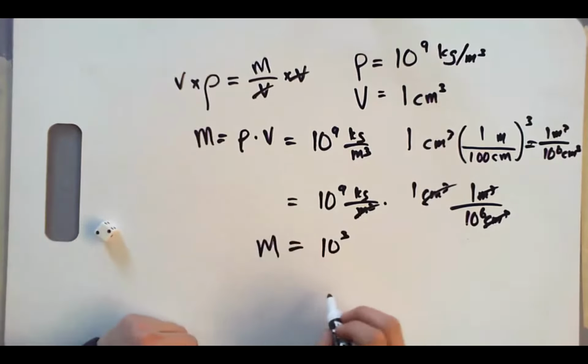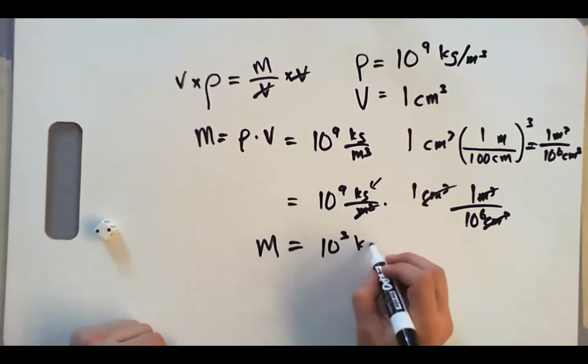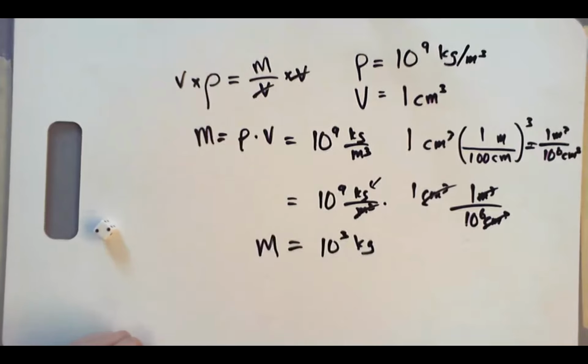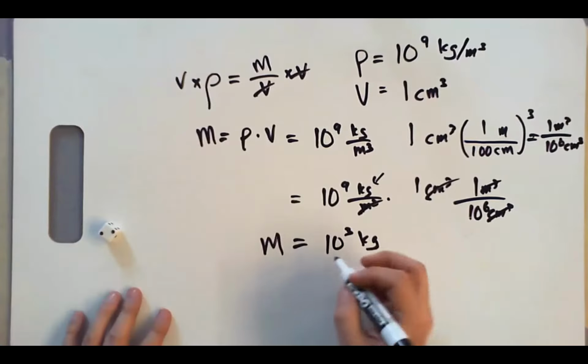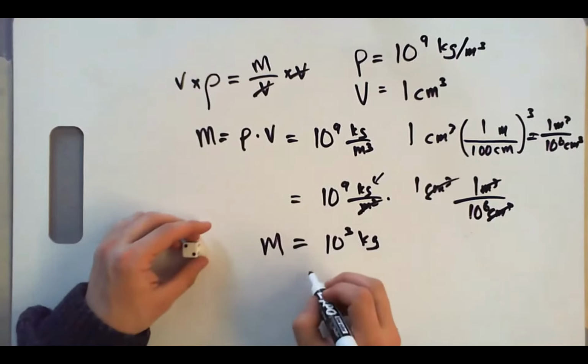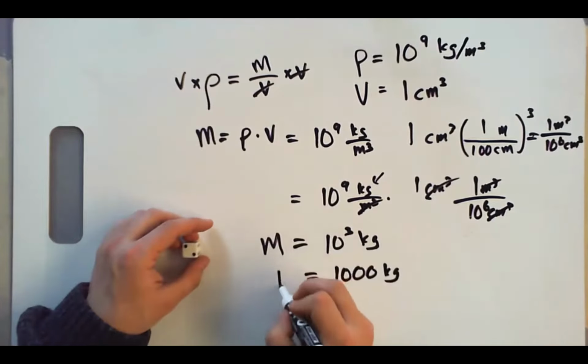That is the mass. 10 to the 3 what? Well, we've gotten rid of all these units but the kilograms. This is 10 to the 3 kilograms. Great. Is that a lot? Yes, that is a lot. 10 to the 3 is 1,000 kilograms.